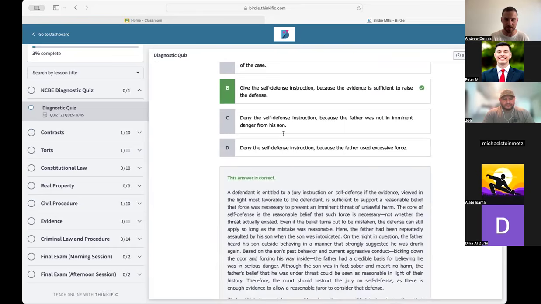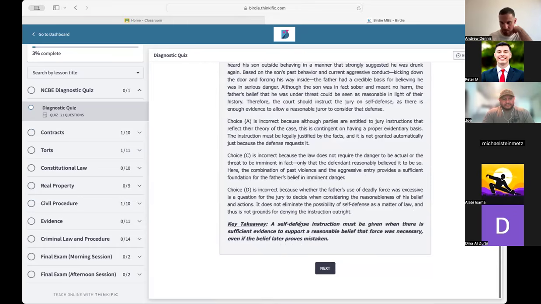And we do explanations, key takeaways. A self-defense instruction must be given when there's sufficient evidence to support a reasonable belief that force was necessary, even if the belief later proves mistaken, right?